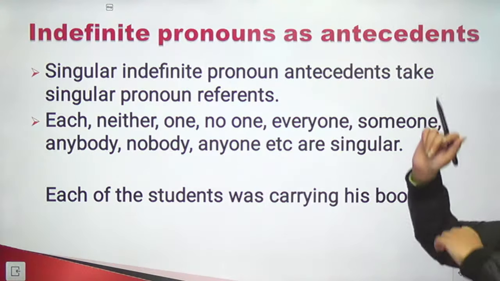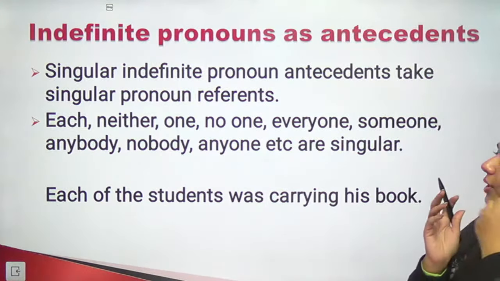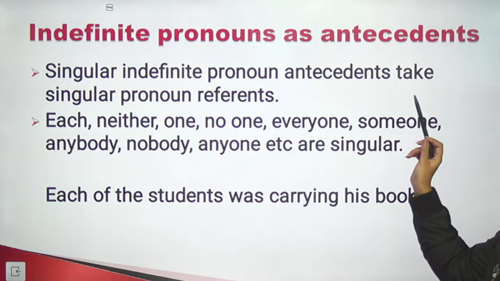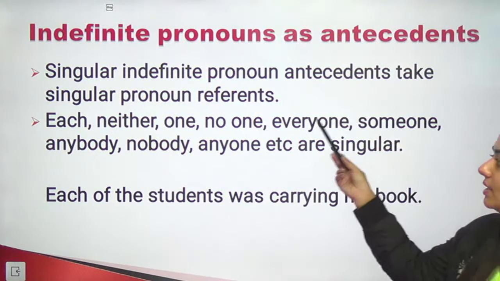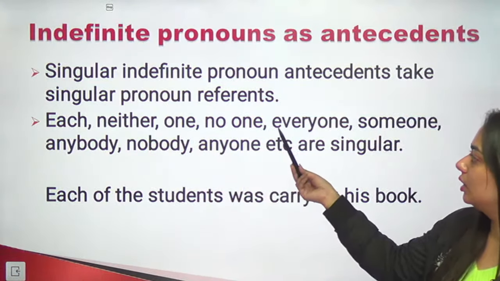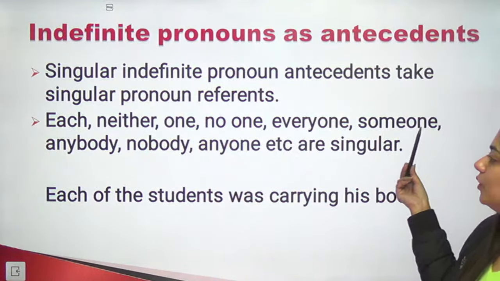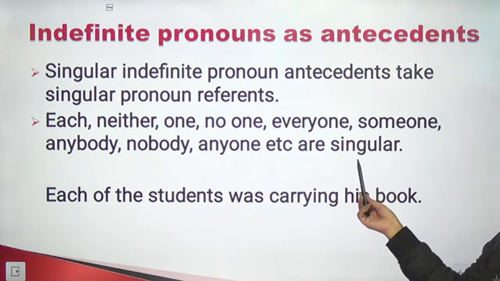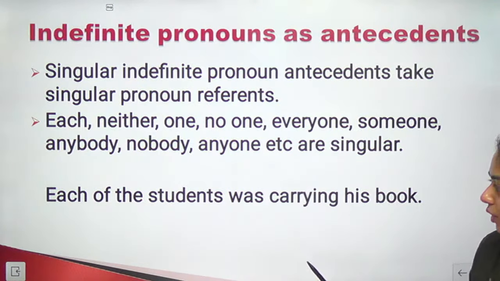Indefinite pronoun as antecedent. What if we have indefinite pronouns? For example, a singular indefinite pronoun antecedent takes a singular pronoun reference. These are some of the examples: each, neither, one, no one, everyone, someone, anybody, nobody, anyone, etc. are singular. So, each of the students was carrying his book.